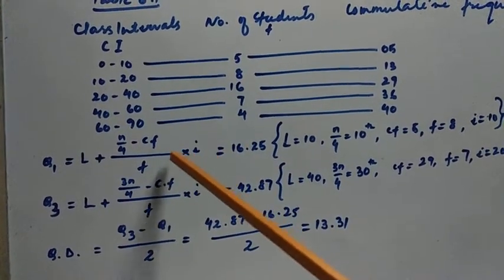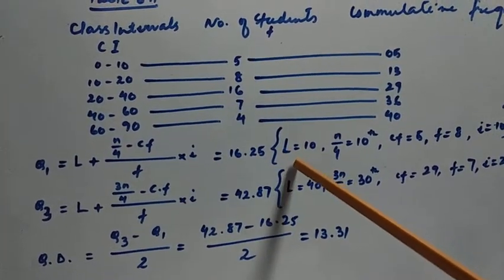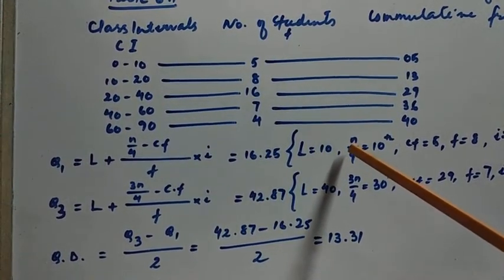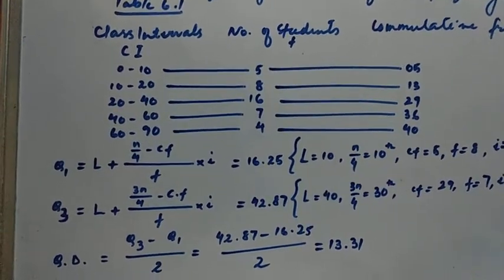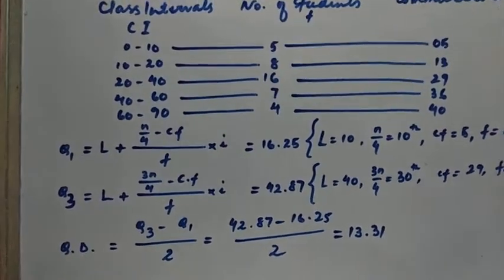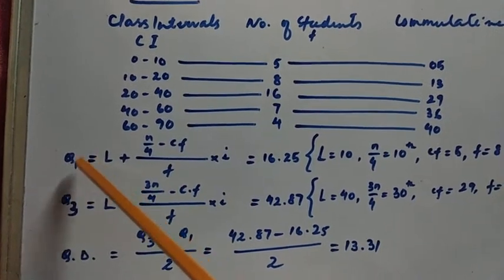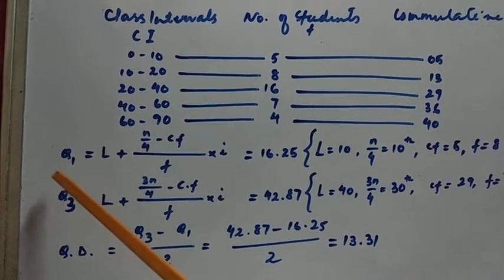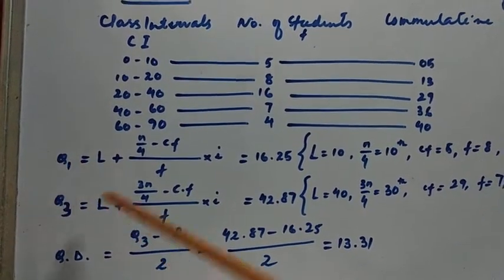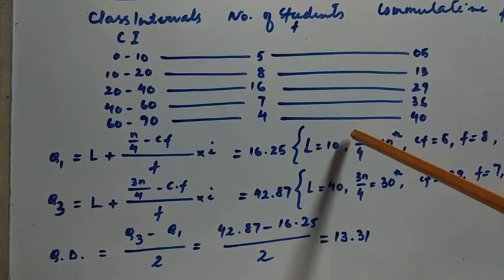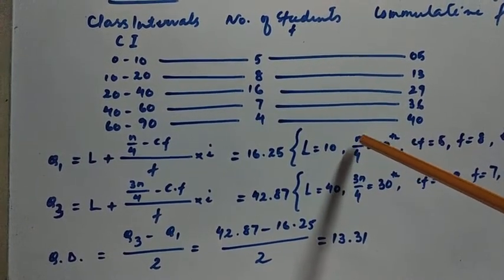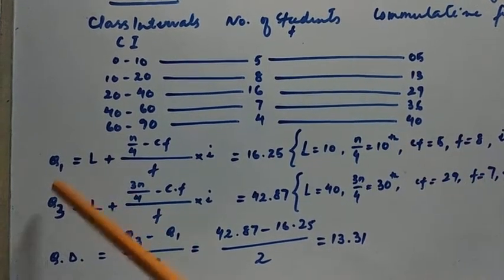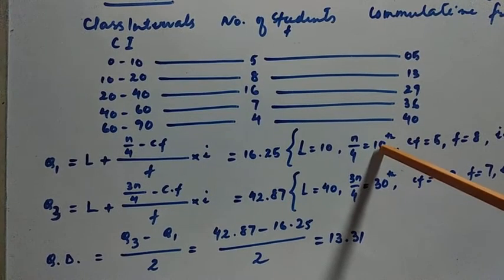So how do we find out this value of Q1? First you find out the size of the item. So you have to first find out the size of this Q1, and likewise even for Q3, you find out the size of Q1 and Q3. To find out this Q1 size, the formula is given here, n by 4. When we calculate it we get 10. So the size of Q1 will be the 10th value.